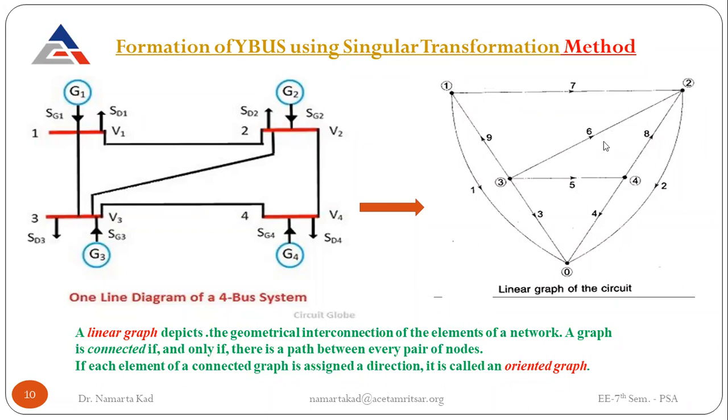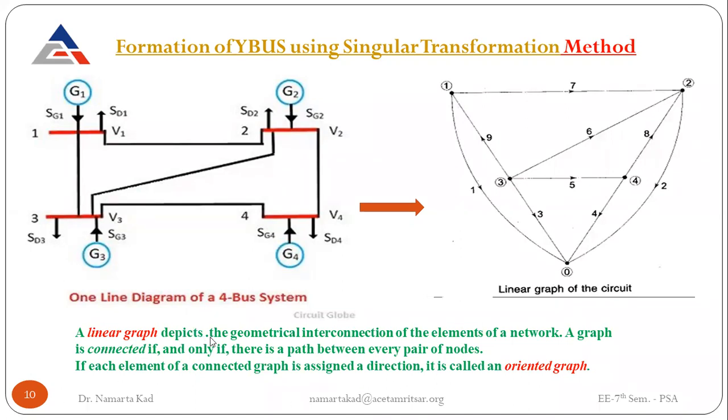So this 1, 2, 3, and 4, and this 0, are called nodes, and these arrows, 1, 2, 3, 4, and here 5, 6, 7, 8, and 9, are called branches. So this means that in this linear graph, there are 5 nodes and 9 branches. As you see here also, there are 5 nodes, 1, 2, 3, 4, and 0, and there are a total of 9 branches. Now let me read this definition.